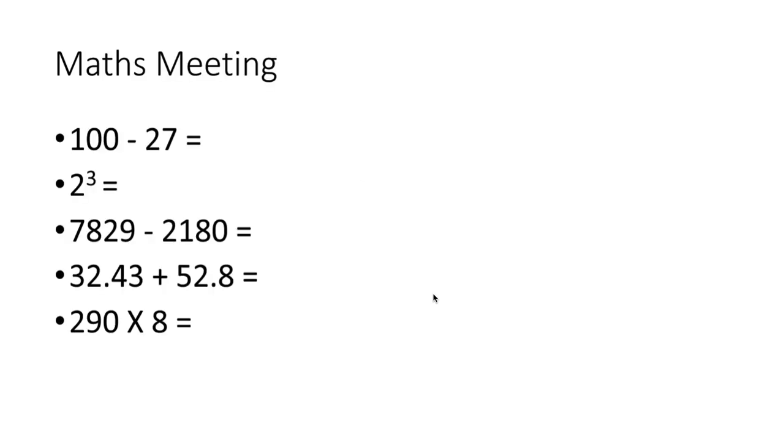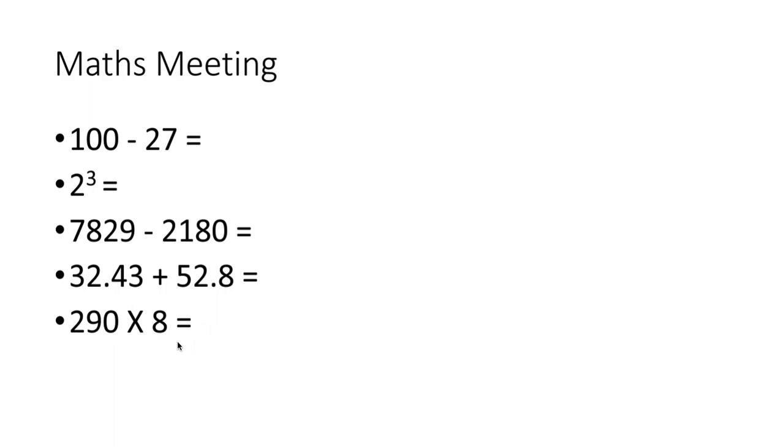Starting as always with our maths meeting, 100 minus 27, 2 cubed. Remember the little 3 here means we need to multiply 2 by itself 3 times. That's 2 times 2 times 2. We've got a column subtraction, column addition. Check that you line up your decimal places correctly. This number only has 1 decimal place, whereas this has 2 decimal places.